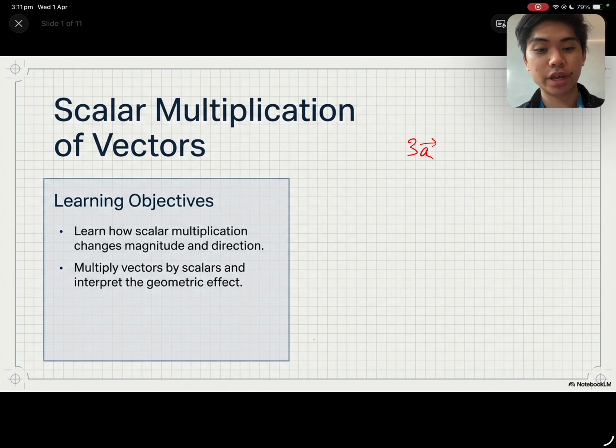Even worse, if the scalar is negative, like negative 2a, students often miss that the direction reverses completely, which leads to incorrect diagrams and answers. In this video, I'm going to clearly explain how scalar multiplication affects both the magnitude and direction of a vector, how to apply it to vector components, and how to avoid the common mistakes that cost marks in exam questions.